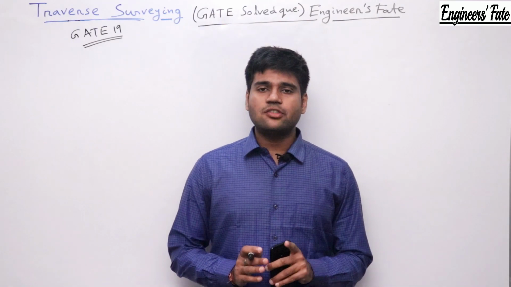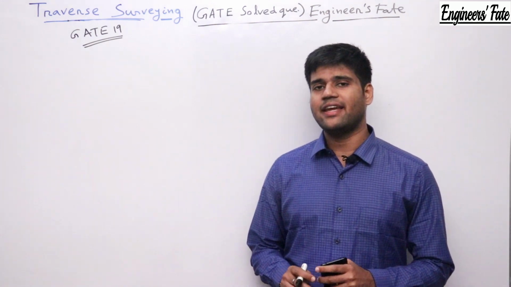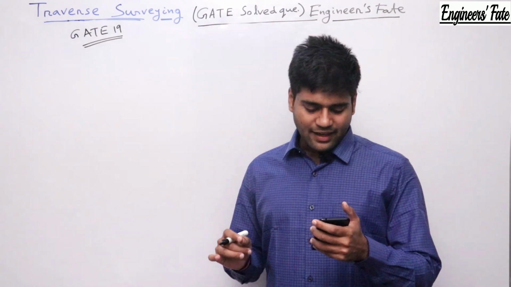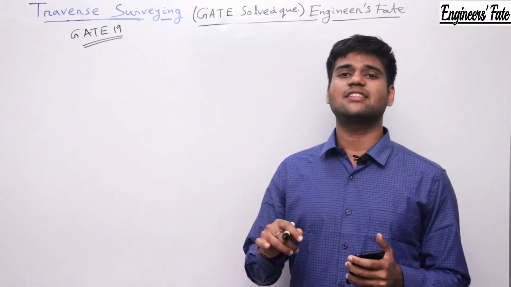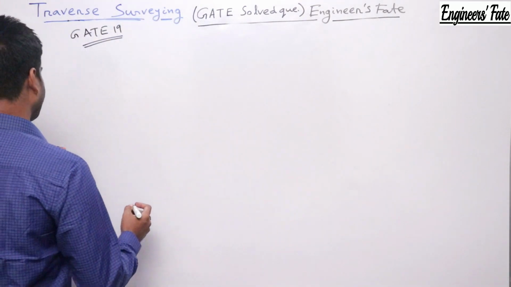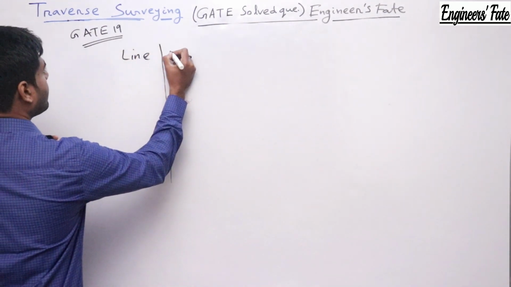So this is the last 1 mark question asked in GATE 19. In this question, he is asking us the value of the closing error, and he has given all those interior angles corresponding to the sides of a traverse. So you can see he has given line and included angle.